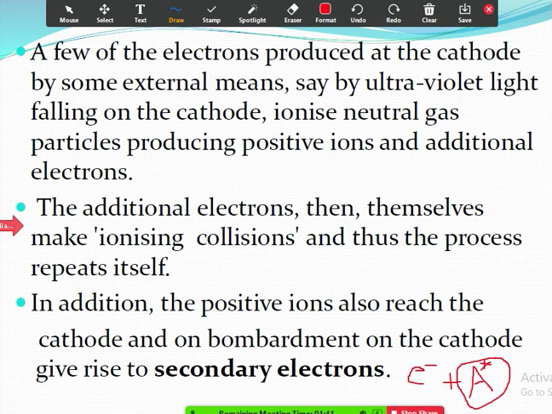So this positive ion will collide with the cathode. Okay, and further it creates a few more electrons. Those electrons are called secondary electrons. In the next topic we will discuss this. So this is ionization because of secondary electrons. That is the next topic. We will discuss that anyhow.